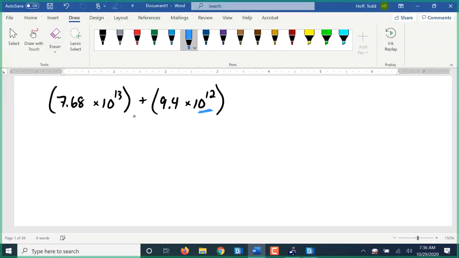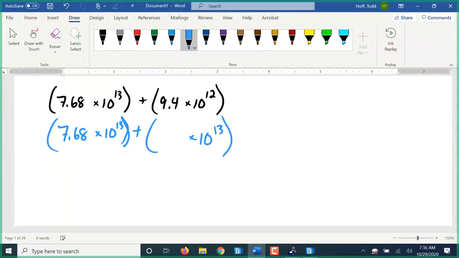Typically, if we are adding, we want to go to the larger power. So the 7.68 times 10 to the 13th isn't going to change. We're going to change this to times 10 to the 13th. Now it's just the opposite of before moving our decimal point. Here, the name got larger by 1. The number has to get smaller by a place value. That is 0.94. And now we can add 7.68 plus 0.94 is 8.62 times 10 to the 13th.